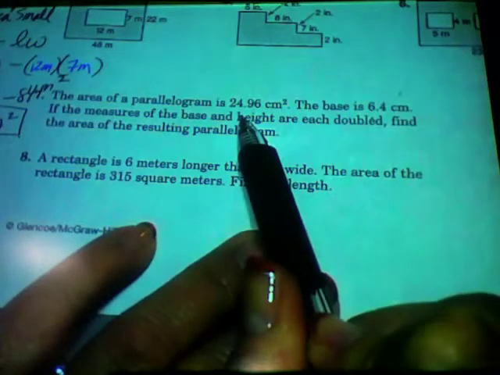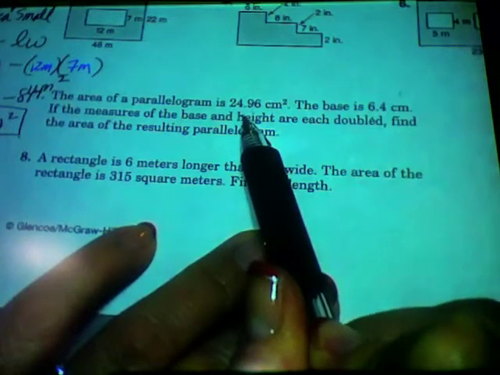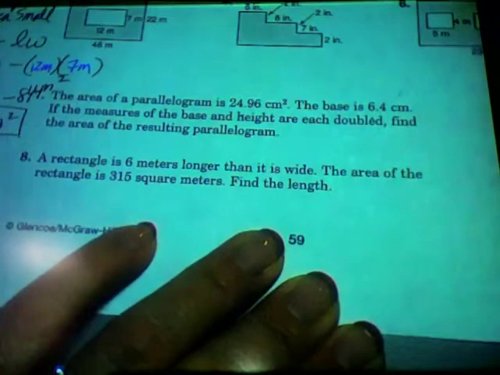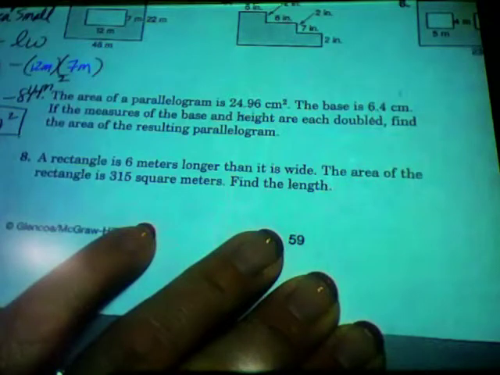I've got the area, right? So I can use the area formula and the base, and I can find the height of my original parallelogram, and then can't I double my lengths and then find the new area?